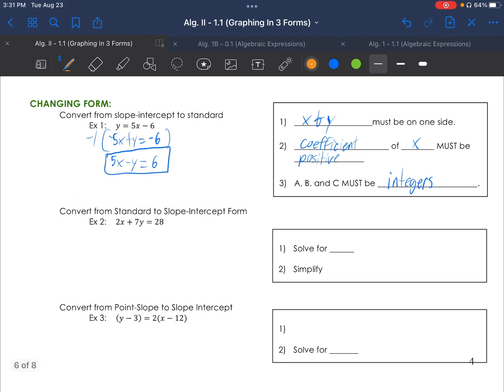Example 2, we're going to convert from standard form to slope-intercept form. So the reverse direction of what we just went. So you solve for y and simplify. So we start moving everything away from y.